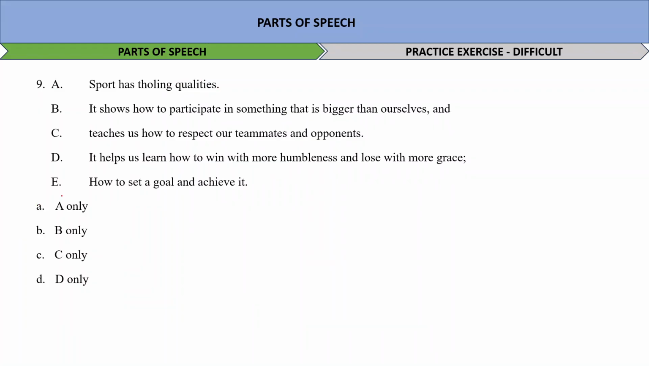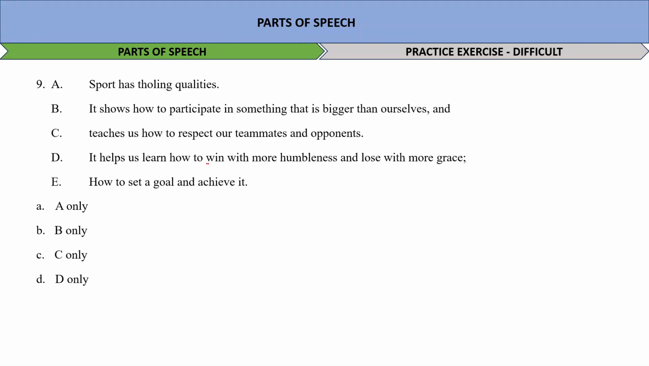Next question. Sport has stalling qualities. It shows how to participate in something that is bigger than ourselves and teaches us how to respect our teammates and opponents. It helps us learn how to win with more humbleness and lose with more grace, how to set a goal and achieve it. So basically, we have to see where the error lies. Now, just read the sentence given in option number D. Read it and just see.